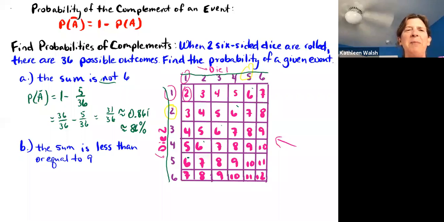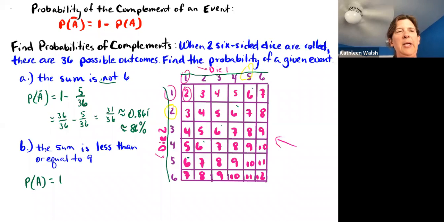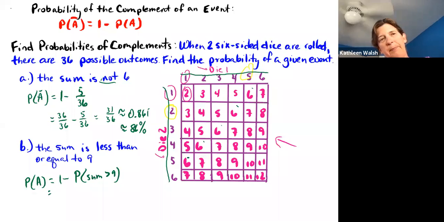B says the sum is less than or equal to 9. So we're going to use our same formula. The probability of A bar, that's the complement, is equal to 1 minus the probability that the sum is greater than 9. We're looking at the opposite. So the probability that the sum is greater than 9, well, here is 9. And we just want to know sums that are greater than 9.